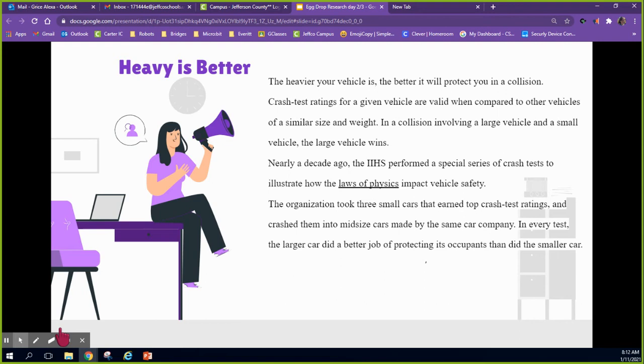So think about the weight of your box. Again, the weight of your box is going to matter, and it's going to help provide better structure for your egg to drop and have less of an impact on the egg.